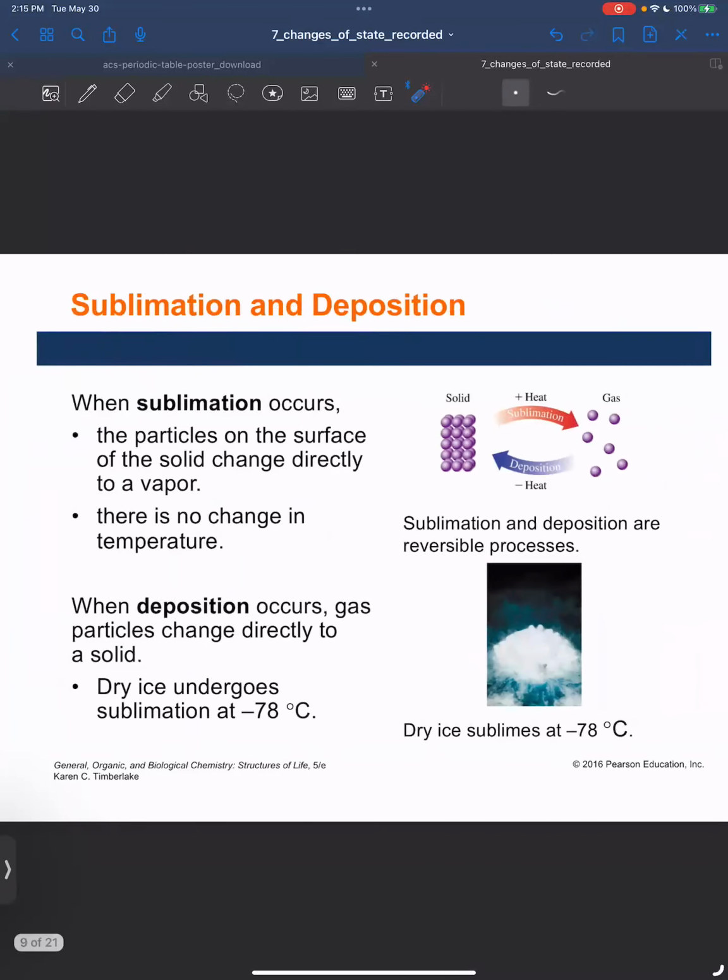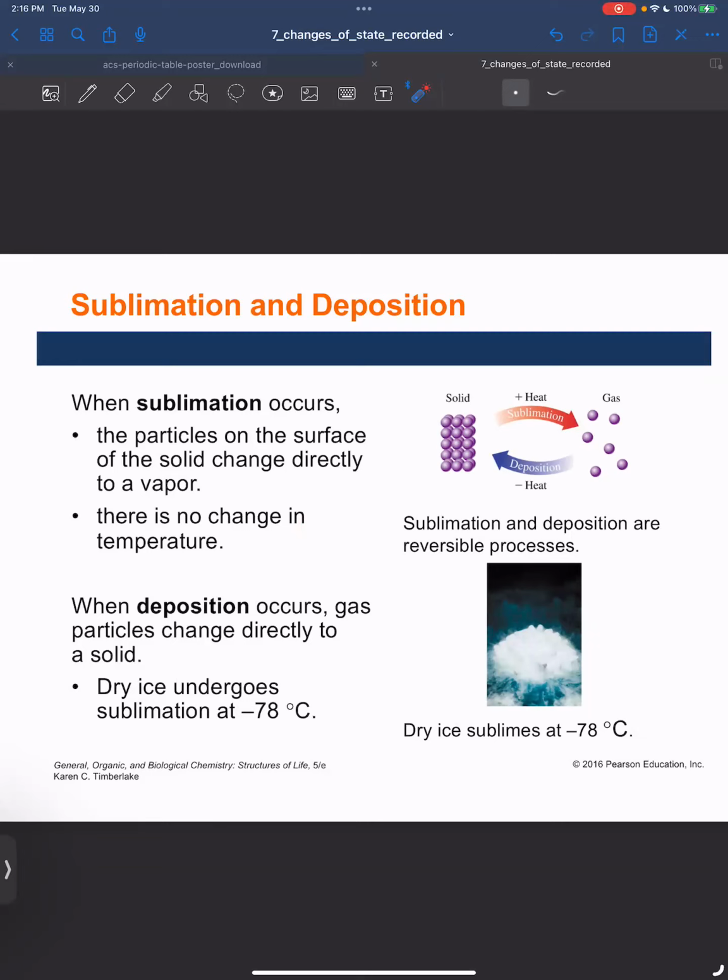And then finally, another method of changing between states of matter is between sublimation and deposition. This is a little less common. When sublimation occurs, the particles on the surface of a solid change directly to a vapor. So we go from a solid to a gas. The reversible process is called deposition. When heat energy is lost, you go from a gas straight to a solid. Once again, there's no change in temperature when we go between states of matter.